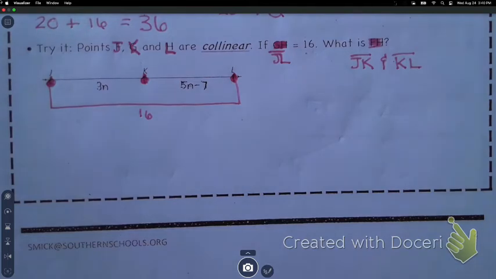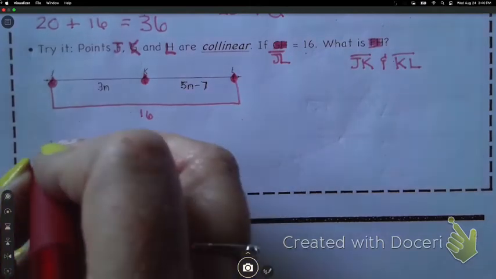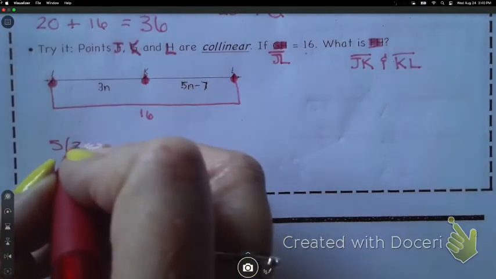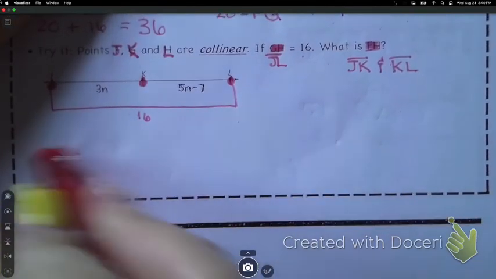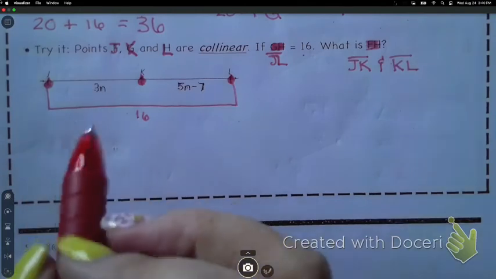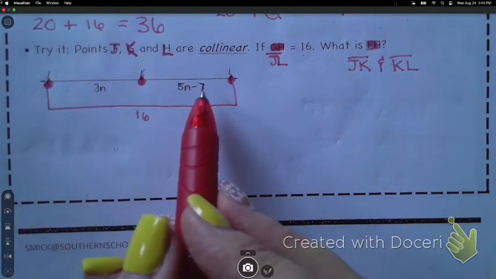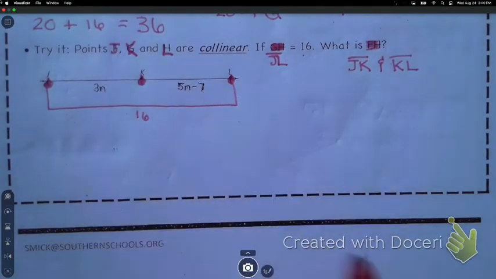Say that again. 7 times 3 minus 5. How did you get 7 times 3 minus 5? How did you do that? So 7 times 3 is 21, then you subtract 5, is 16. Okay, how about we do an algebra equation rather than guessing and checking?